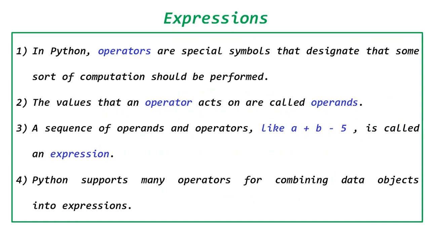And the sequence of operands and operators, if I am talking in terms of a plus b minus 5, this one is known as an expression. Python supports many operators for combining data objects into expressions.